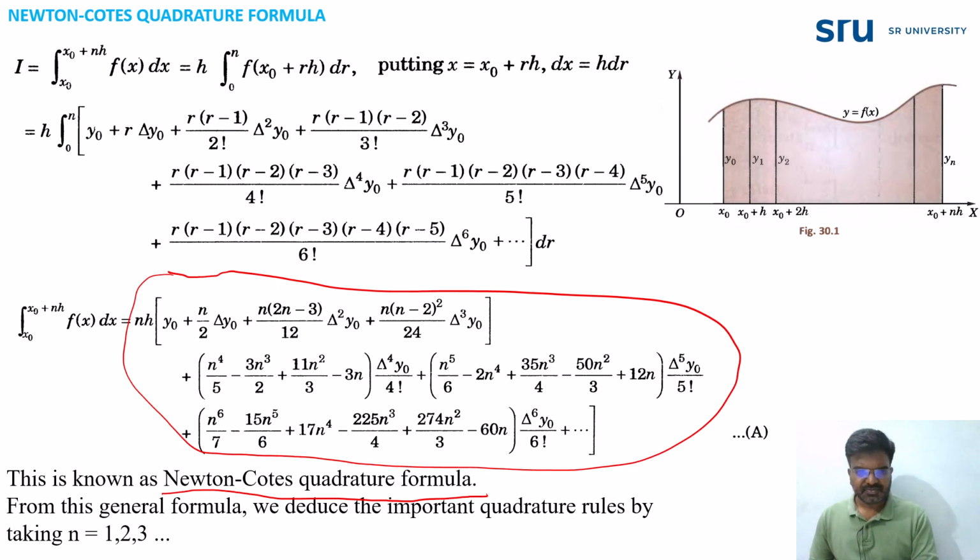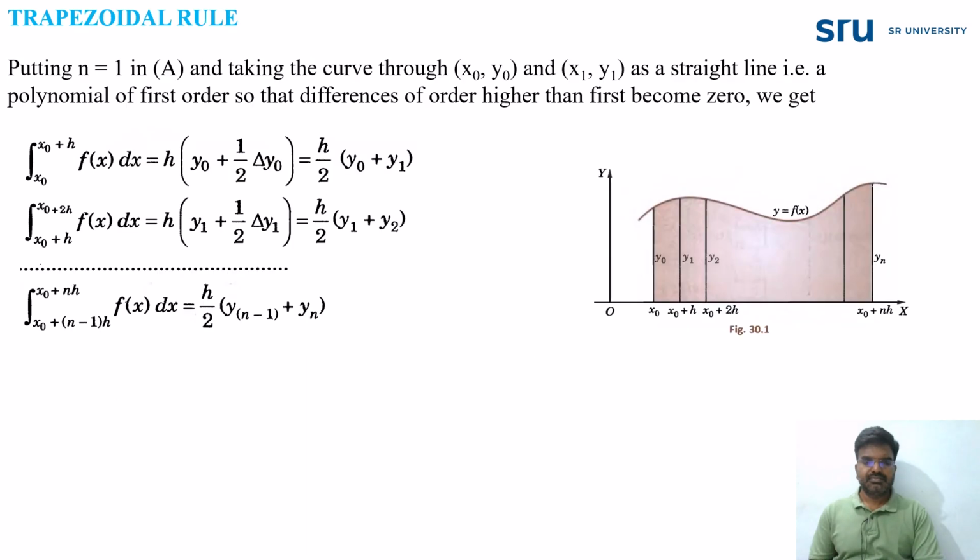In this formula, we can use n equal to 1, 2, 3, and so on. n means the number of subintervals. See, in the Newton-Cotes formula, we are using n equal to 1. If we use n equal to 1, means we are using only one subinterval. Means first we are taking this subinterval. It is x naught to x naught plus h. Only in this interval we are calculating the integration value. You can see here. We are taking only one subinterval, means x naught to x naught plus h.